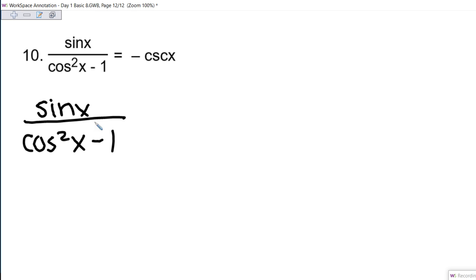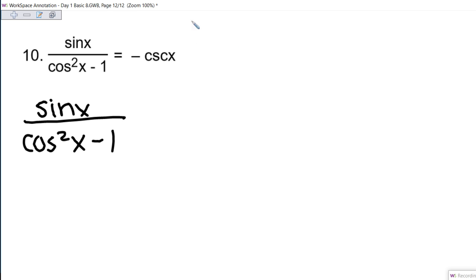One of the tricks is to change everything to sines and cosines. Well, that trick won't help us here because everything's already in terms of sine and cosine. So what's the other trick? See if it's a Pythagorean identity. Notice we have a 1 and we have a term that is squared. So that's going to be a Pythagorean identity.